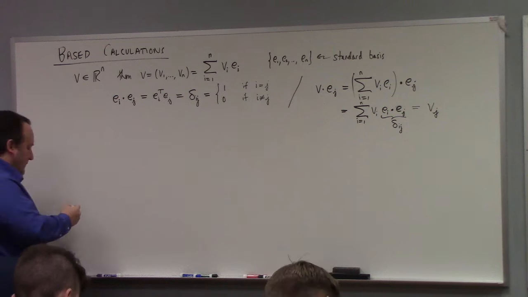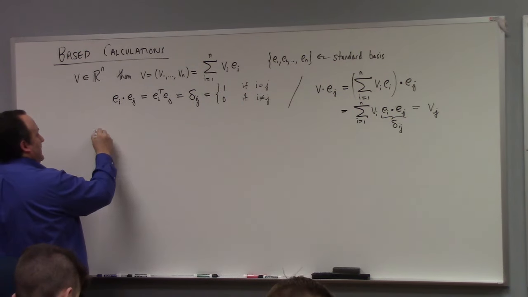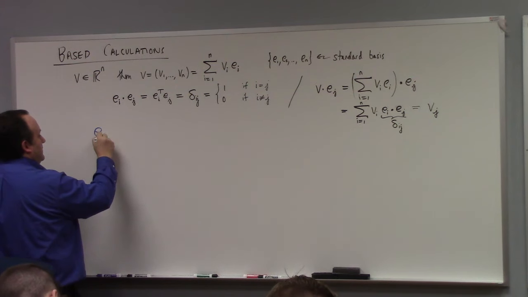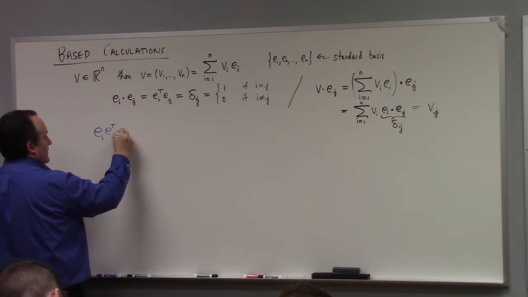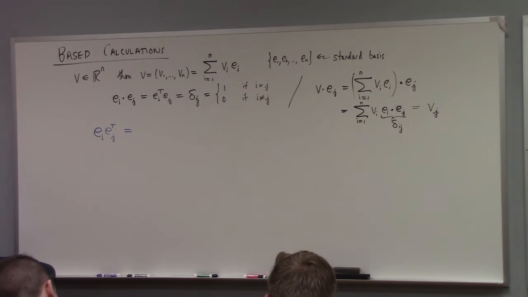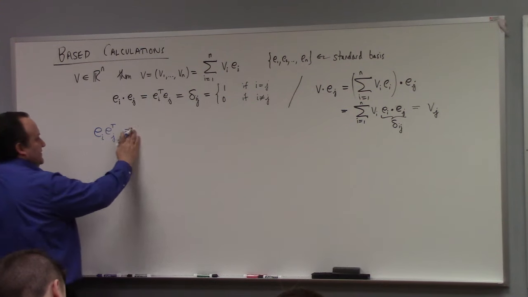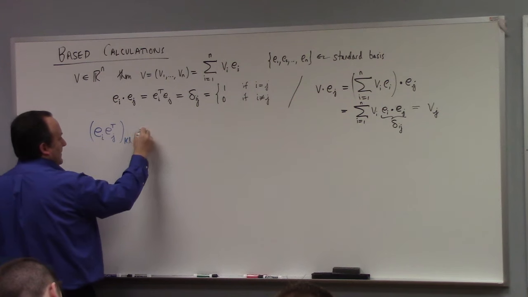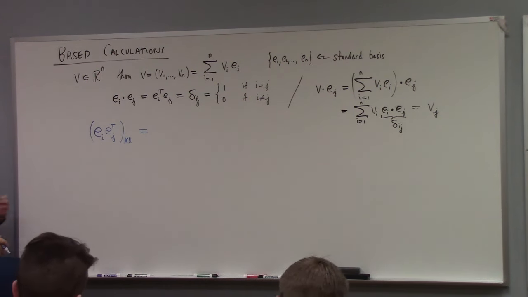Now what happens if we reverse the order here? What's the deal with that? Like what if I do e_i e_j transpose? What would that look like? Let's talk about what the kl component of it would be.